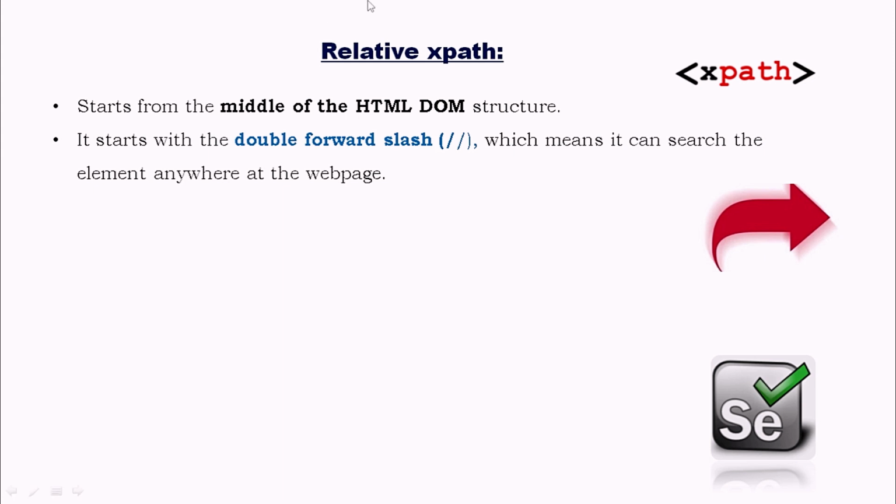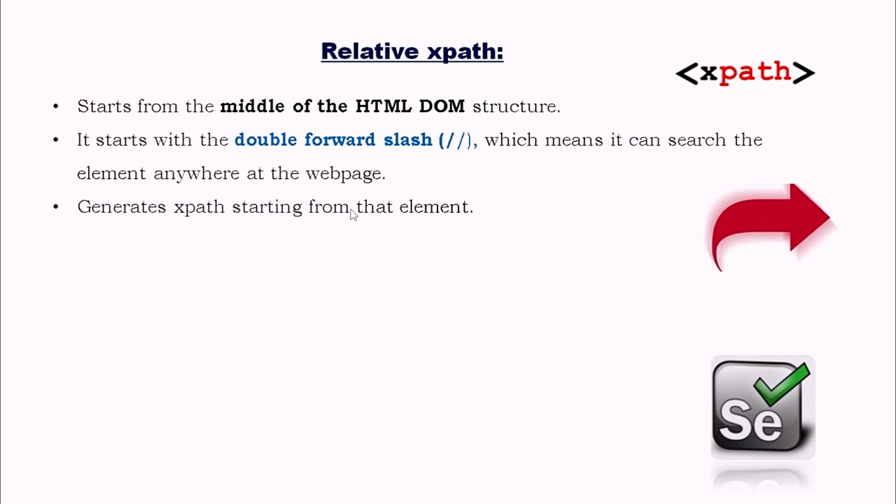The relative XPath always starts with the double forward slash, whereas the absolute XPath always starts with the single forward slash. Which means it can search the element anywhere on the web page. So when you write double slash, what is the meaning of the double slash? It means it can search the element anywhere on the web page. That's why we are writing the double slash.